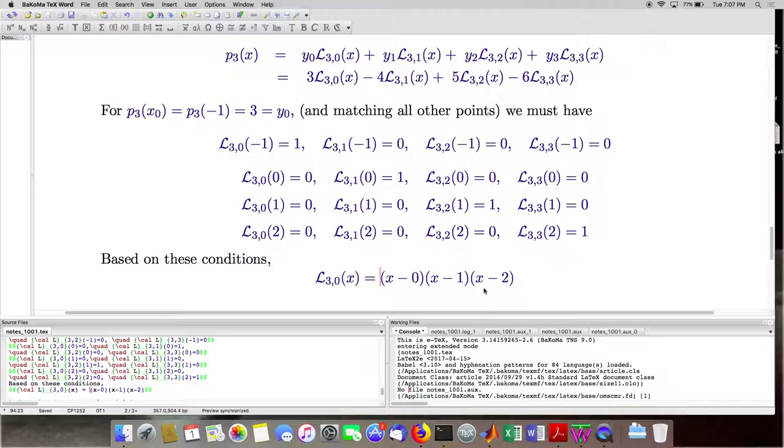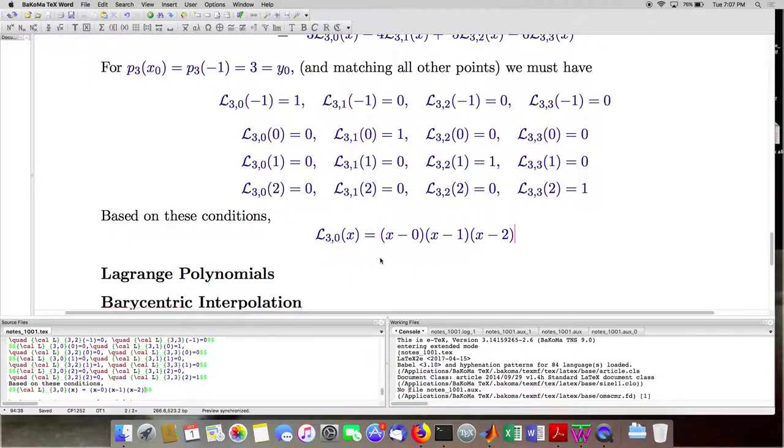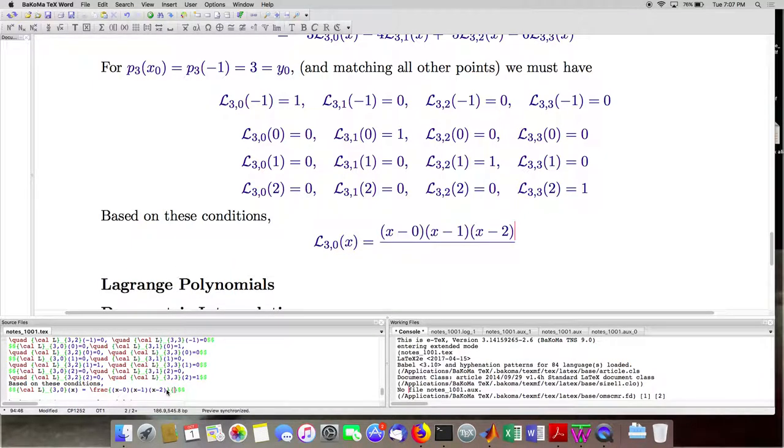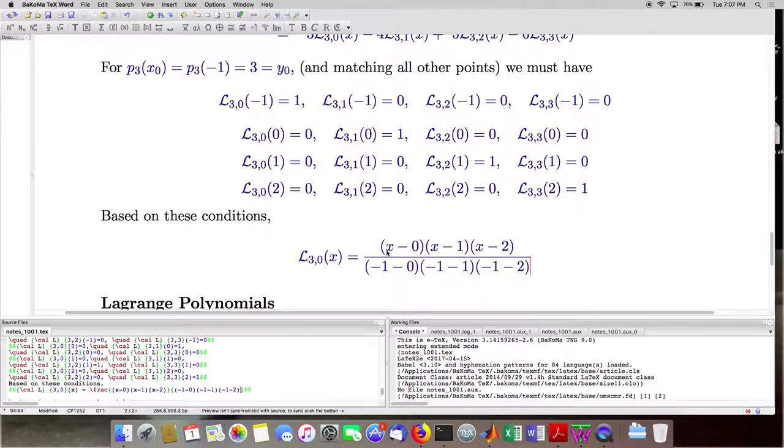Divide by minus 6. So you have to divide by what you would get from here if you did plug in minus 1. So here's what you can do. I make this a fraction, with this as the numerator. If I plug in minus 1 minus 0, and minus 1 minus 1, minus 1 minus 2, that way, if I plug in x equal minus 1 up here, these will all match and cancel so that we get 1.